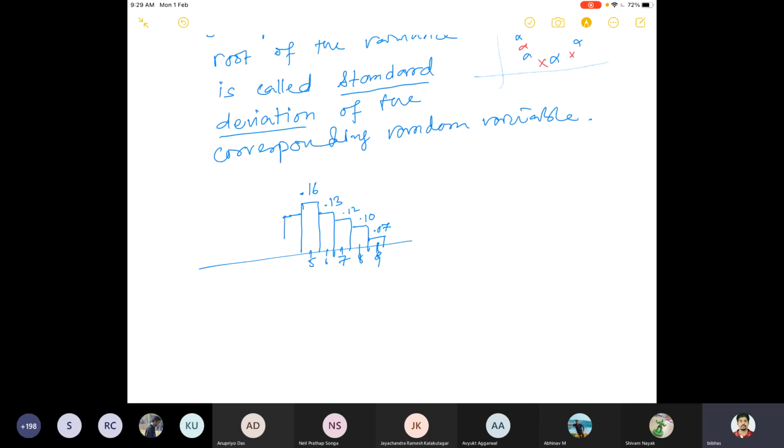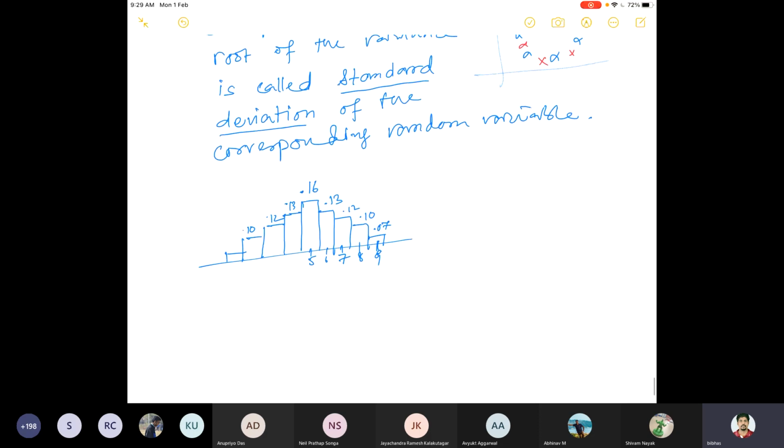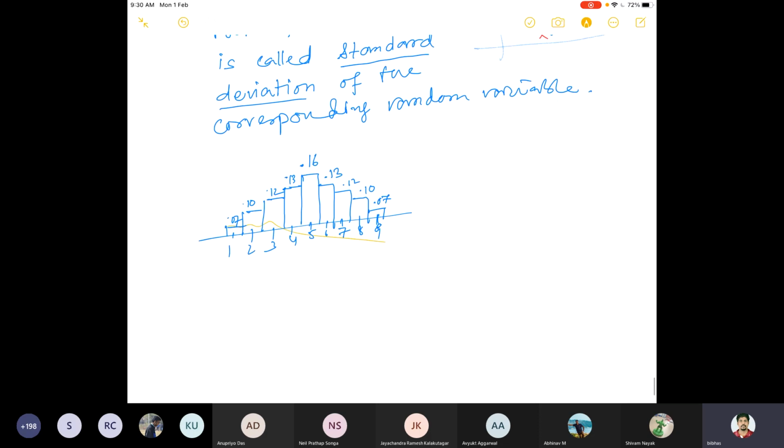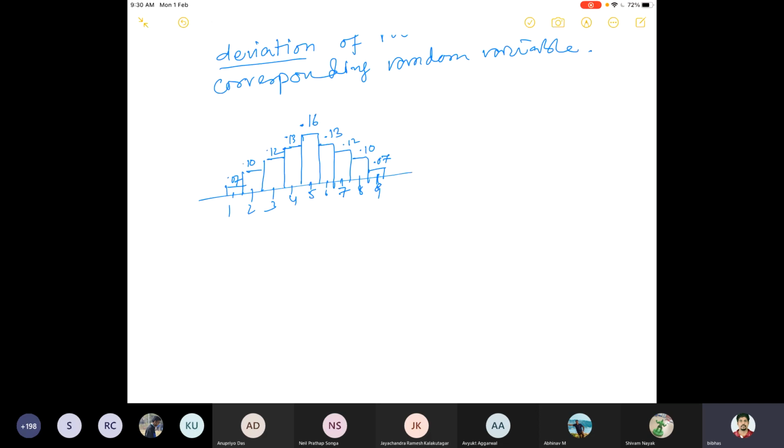So it has these values: 0.13, 0.12, 0.1, and then 0.07. This is 0.13, this is 0.12, 0.10, this is 0.07. This is 1, then 4, 3, 2, 1. Now you can check that the value of the mean for this PDF will be 5, and the variance will be 5.26.